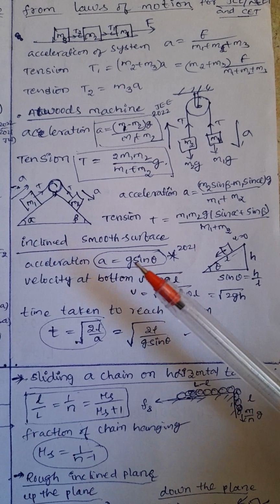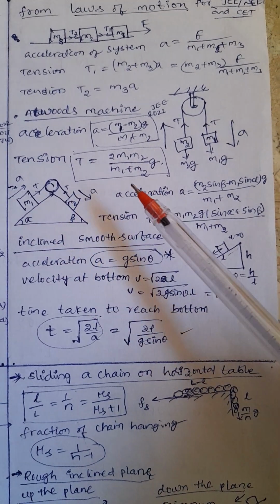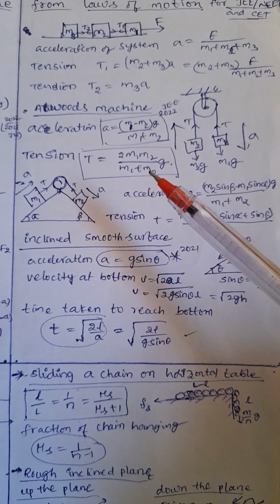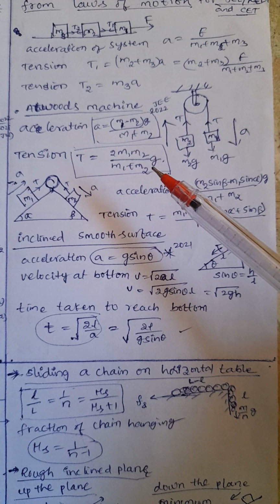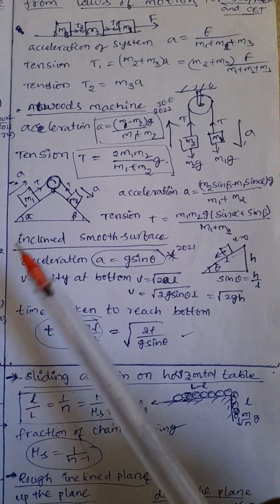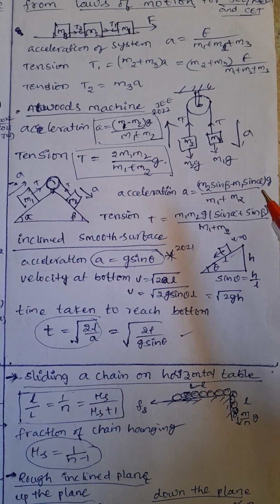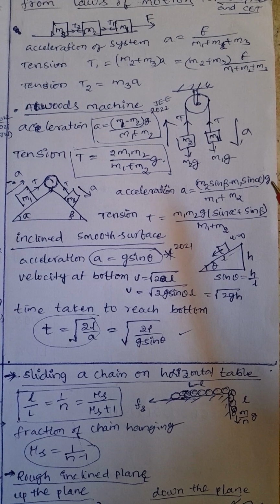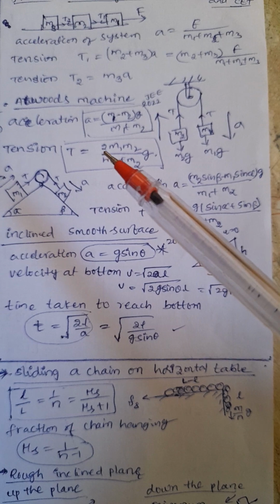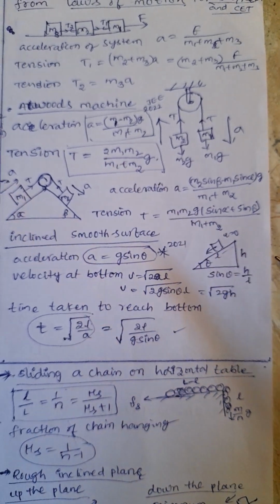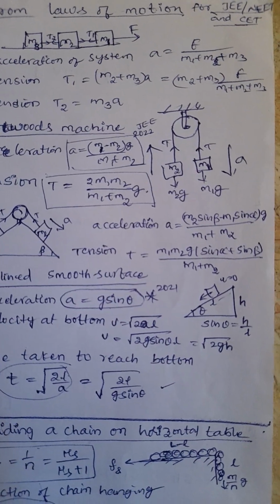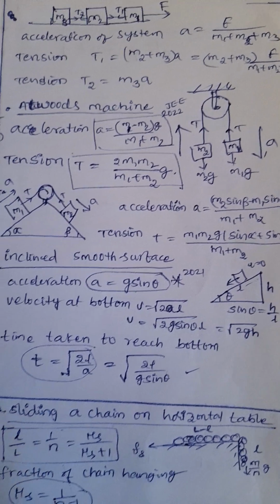In a pulley motion, a very important topic, the acceleration of the system is greater mass minus lower mass by total mass into acceleration due to gravity, and tension T is equal to m1 m2 by m1 plus m2 into g. Whereas for acceleration on a double inclined plane, as you can see here, a is equal to m2 sin beta minus m1 sin alpha into g by m1 plus m2, whereas tension is equal to m1 m2 into sin alpha plus sin beta into g by m1 plus m2.